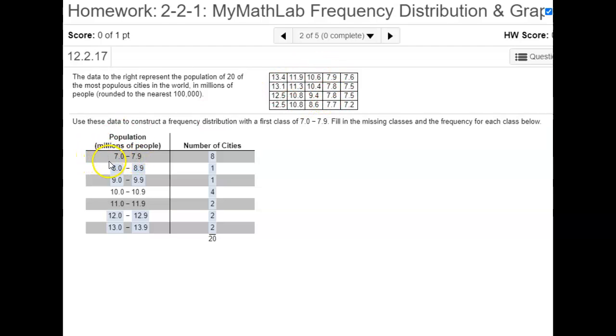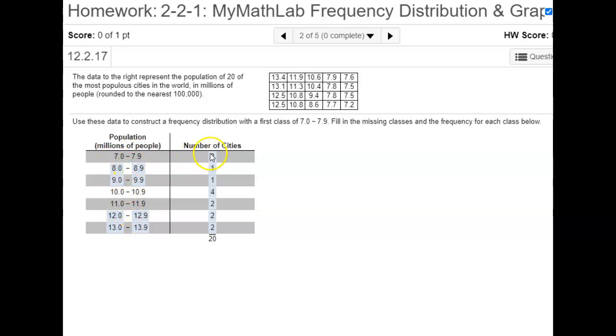So our first class is 7.0 to 7.9. So our next class should have that same width and pick up right where we ended. So from 7.9, our next one would be 8.0 and go to 8.9, and then 9.0 to 9.9, and so on. Those will be all of our different classes.